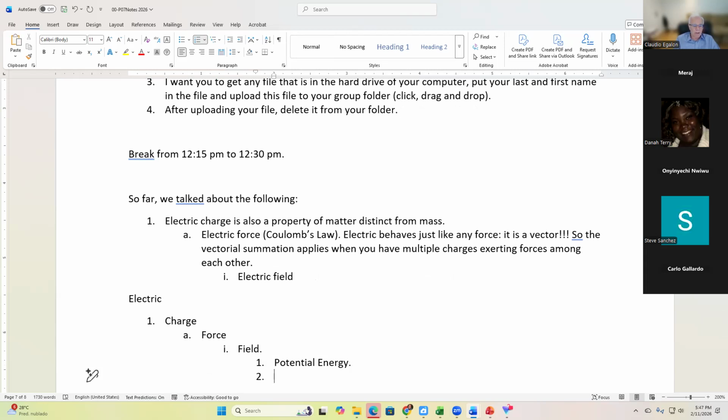And after potential energy, we have something that we do not have in physics 6. Don't forget: electric charge, electric force, electric field, electrical potential energy, and then we have something else that we didn't cover in physics 6, which is the electric potential, okay?